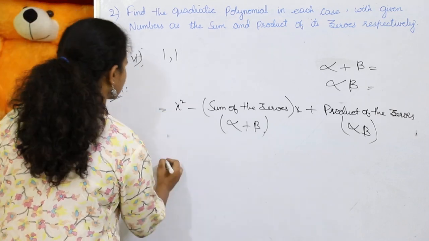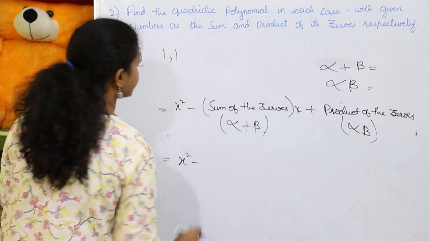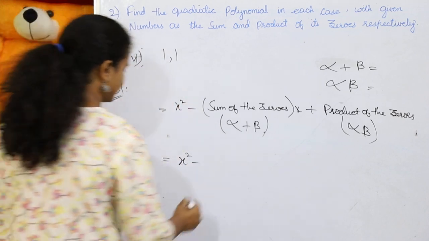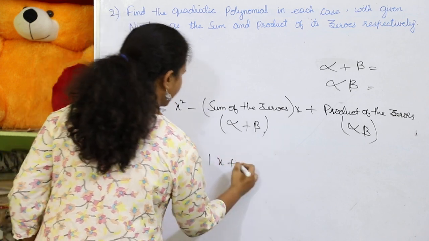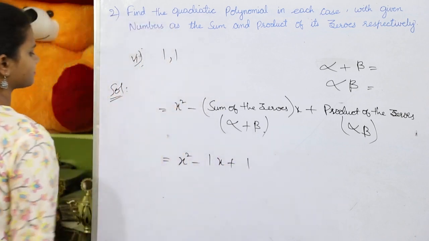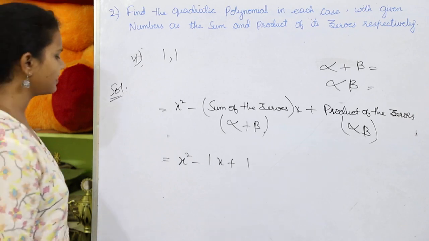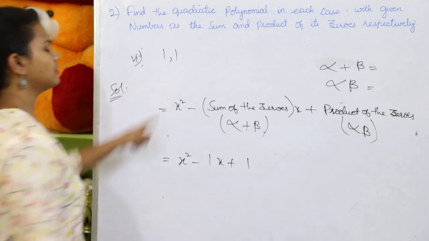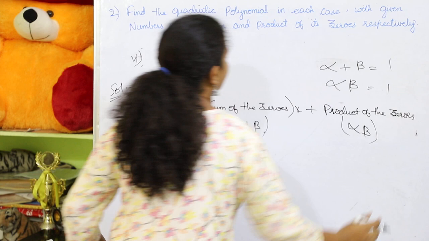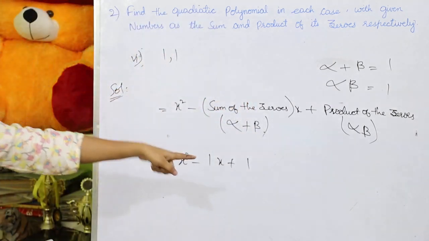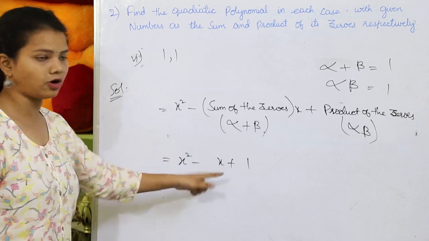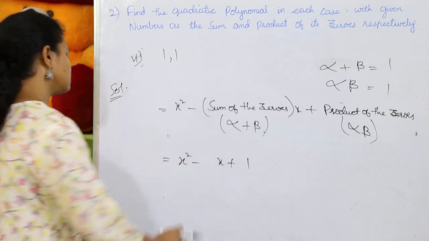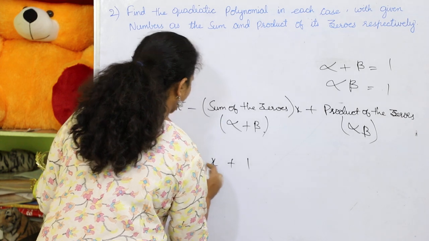Here you have x square minus, sum of the zeros is what? 1, as it is, 1 into x, plus product of the zeros is what? 1, as it is. So this will be the answer. Alright, you have sum of the zeros, where alpha plus beta equals 1 and alpha into beta equals 1. So here, it's okay if we write 1x or x, both are the same, right? So I'm just going to write x, only the x value.